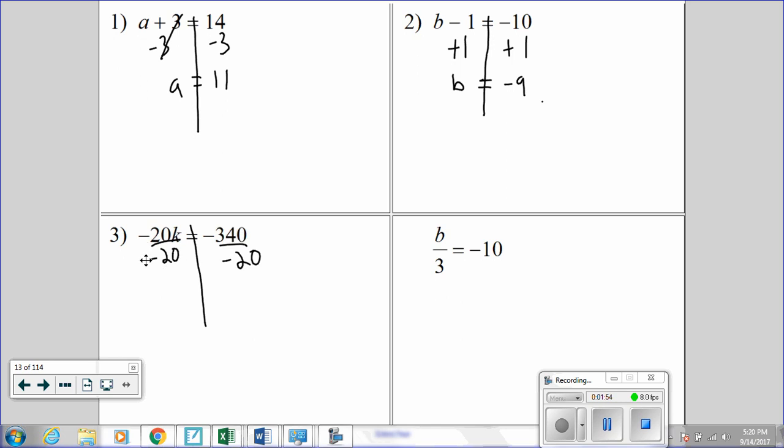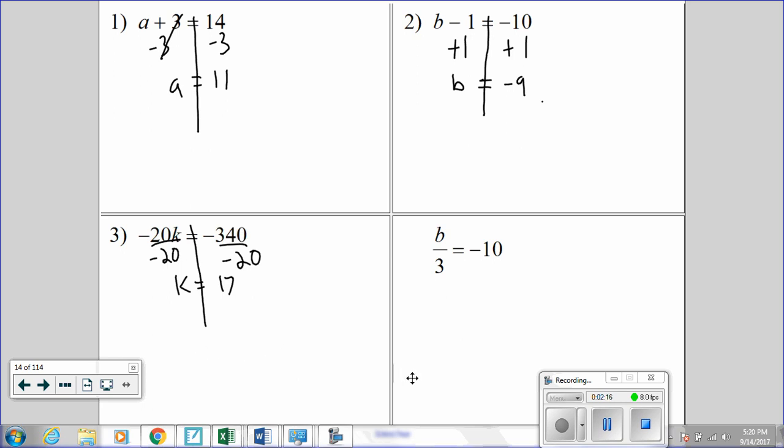So over here, negative divided by a negative is a positive. 20 divided by 20 is 1. 1 times k will just give me k. And on my right side, I have k is equal to 17. Negative divided by negative is positive, and 340 divided by 20 is 17. Okay, now that's 20 times k.